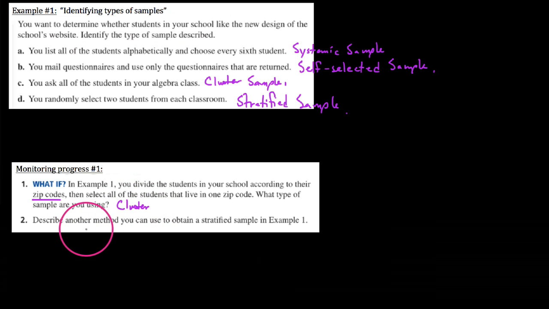And for part 2, it says describe another method you could use to obtain a stratified sample in example 1. Perhaps all the students in our school, if we separated them instead of by zip codes, I suppose we could do street number. We could select students from each street number there. Or we could separate them in terms of stratified, suppose we could do freshmen. Freshmen would be one group. Sophomores, juniors, and seniors, these would be stratified samples as well if we took people from each group.